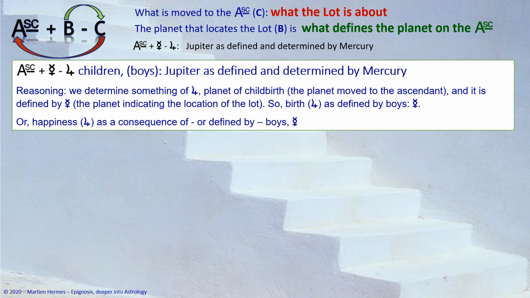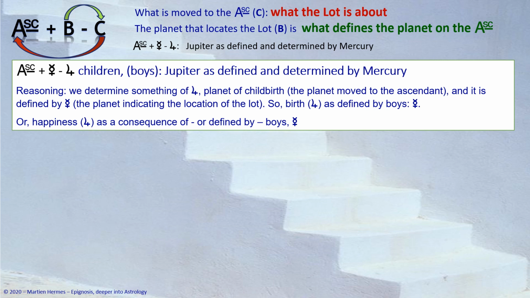Important has to do with the template that I gave in my previous video, which has to do with the issue of how you can determine certain significations of the lots by means of the formula as given. So in this example I use the Ascendant plus Mercury minus Jupiter, which is always about Jupiter, the planet that arrives on the Ascendant, which is defined and determined by Mercury principles.